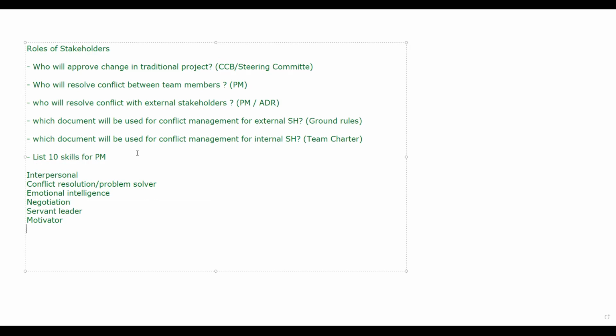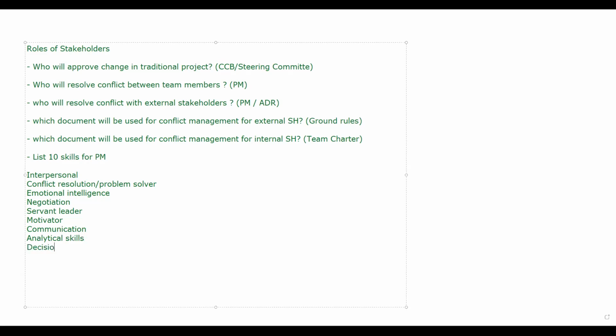What is the most important task of a project manager? Where should he or she spend the time? Communication, sir. Right? So communication. One, two, three, four, five, six. Analytical skills, right? That he or she can analyze the information.